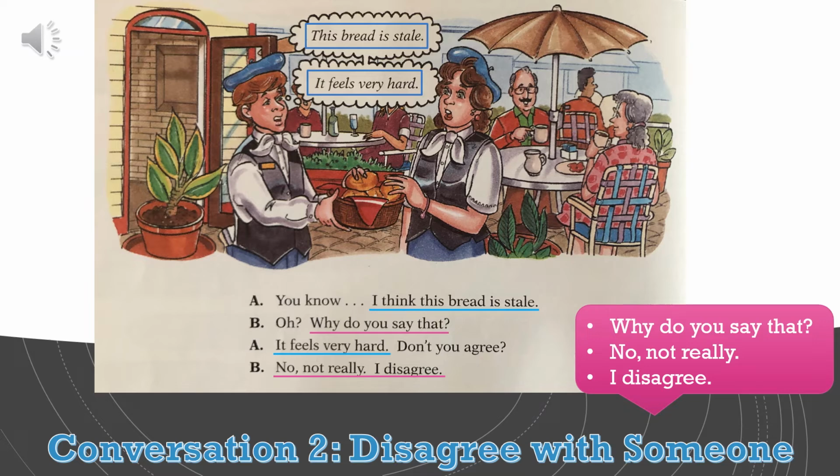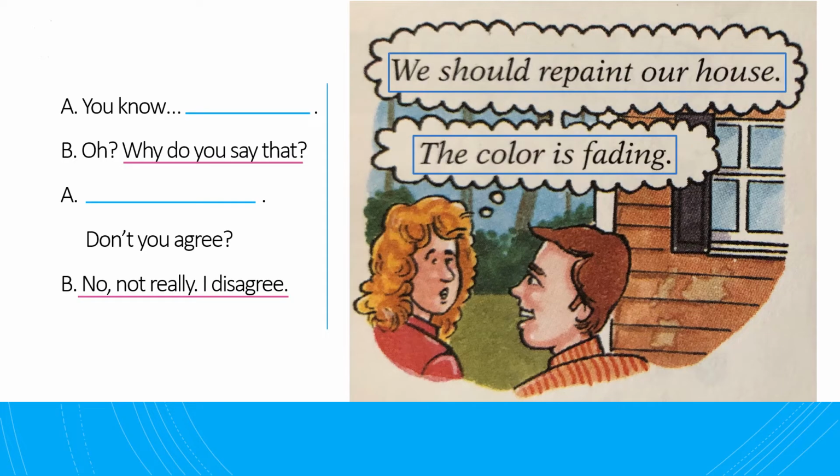In conversation 2, person A will use the words in the blue box in the conversation. Practice the conversation disagreeing with someone. First, let's read the words in the blue box. Listen and repeat.